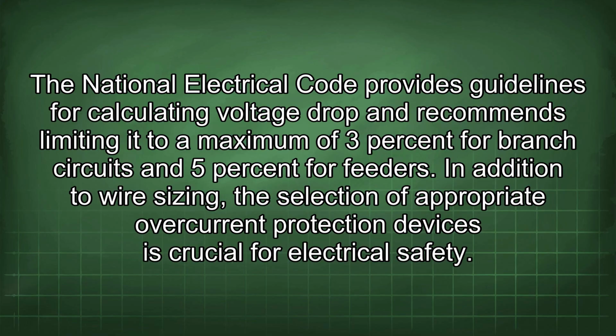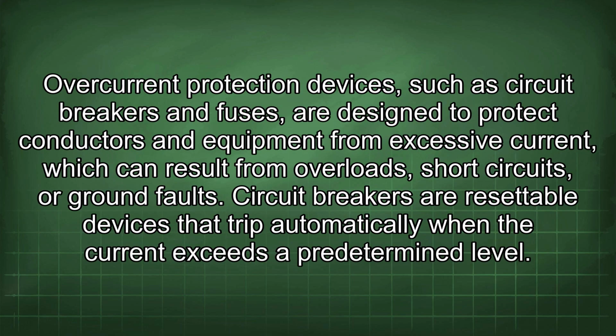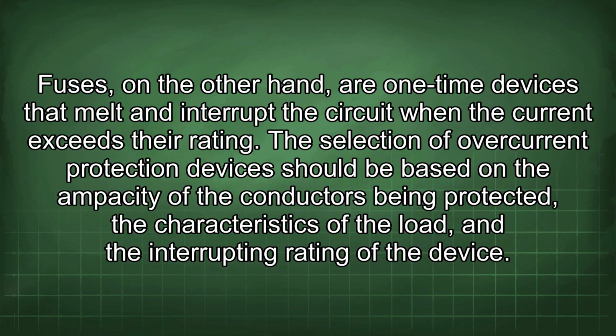In addition to wire sizing, the selection of appropriate overcurrent protection devices is crucial for electrical safety. Overcurrent protection devices, such as circuit breakers and fuses, are designed to protect conductors and equipment from excessive current, which can result from overloads, short circuits, or ground faults. Circuit breakers are resettable devices that trip automatically when the current exceeds a predetermined level. Fuses, on the other hand, are one-time devices that melt and interrupt the circuit when the current exceeds their rating.